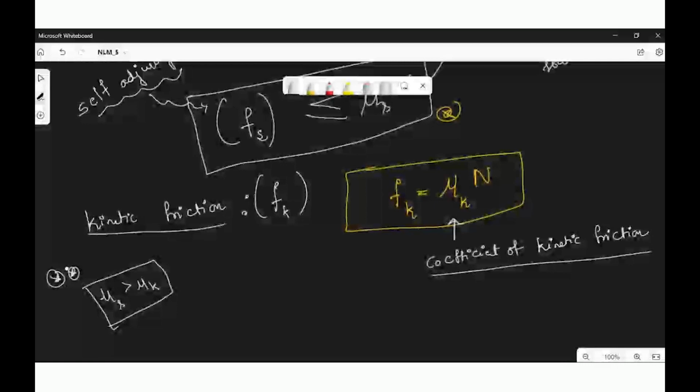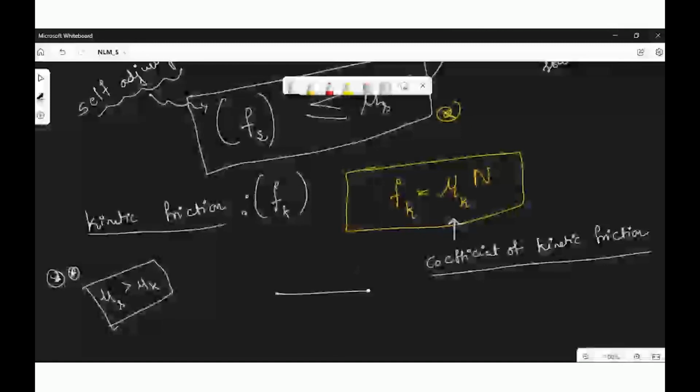See, it comes like this. It is a fact and it is real that you require more force to start some object in motion than to keep it in motion. Okay, so that's the fact. You need more force because it was at rest for some long time.